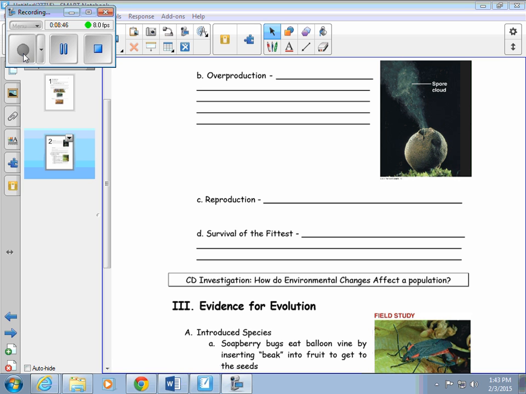So now that you know a little more about Darwin and his theory of natural selection, you can be ready to put that knowledge to use in class tomorrow.